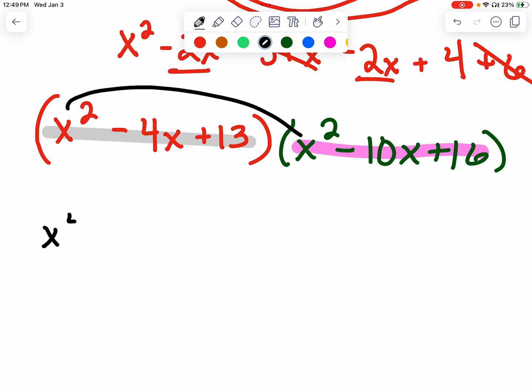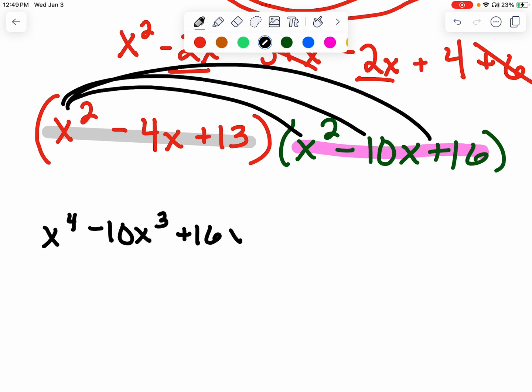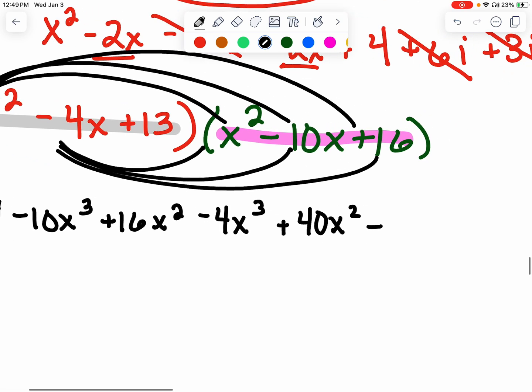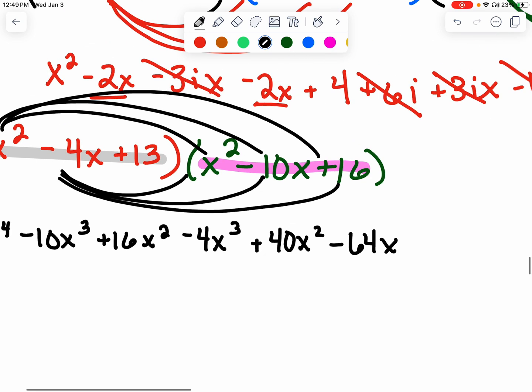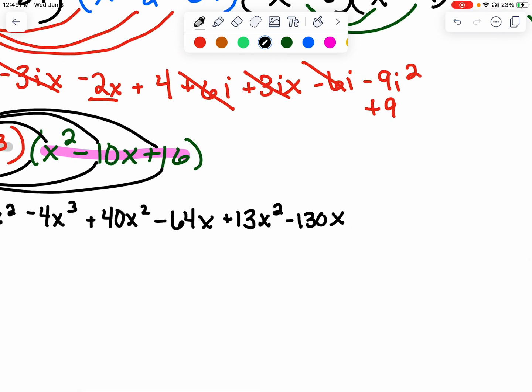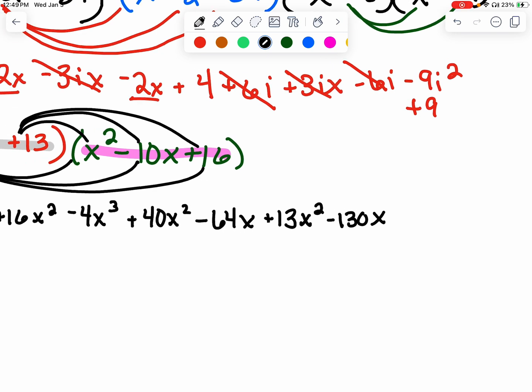So that's x to the fourth, nice and slow because I don't want to have to redo this, minus 10x to the third, plus 16x squared, minus 4x to the third, plus 40x squared, minus 40, and 24, minus 64x. Okay, almost done. Plus 13x squared. I should not be doing this without an answer key. Minus 130x plus, what is 16 times 13? 208. Okay, good. Let's just hope I get it right, because I'd be really sad if I was wrong.